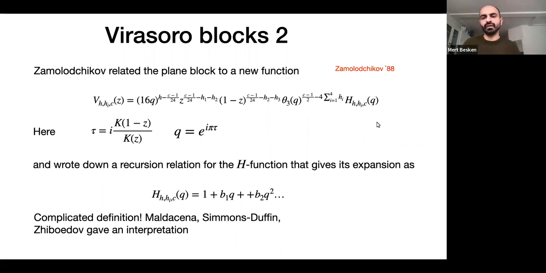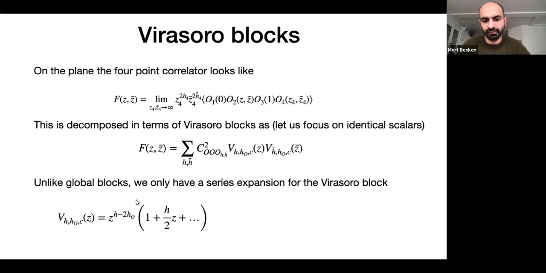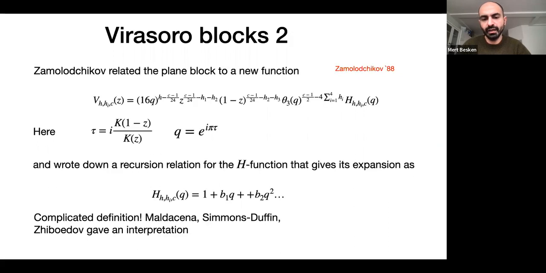Using the minimal models and unitarity and so on, he wrote down a recursion relation for this H function. He wrote down a recursion relation for both this plane block, which gives you these coefficients of z here, but he also, using that and this definition, wrote down the recursion relation that gives the coefficients of the q expansion of this H function here.